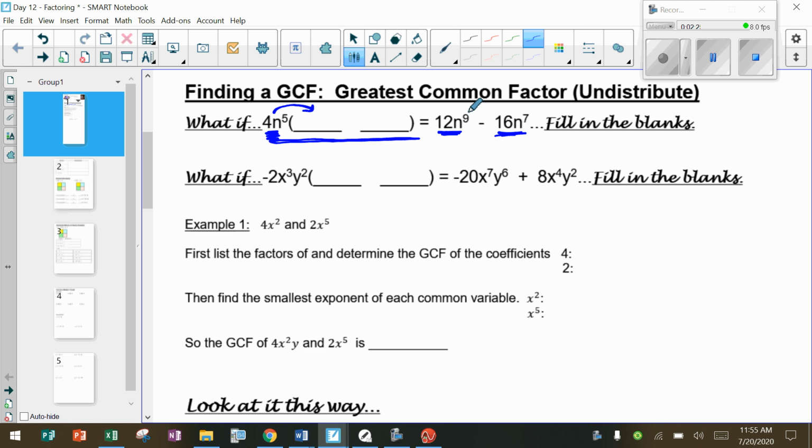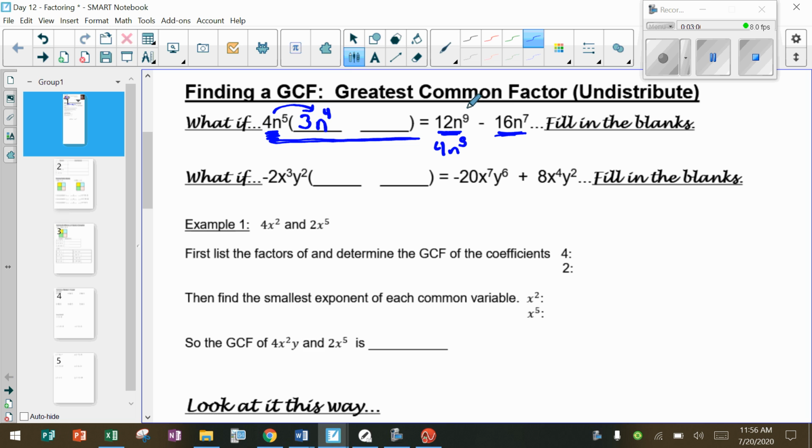Well, in order to figure that piece out, I can take the 4n to the fifth and divide it into the 12n to the ninth. So 12 divided by 4 means I need a 3 here. That way 4 times 3 makes the 12. And subtracting the exponents on the variable, 9 minus 5, means I need an n to the fourth in here. That way the n to the fifth times the n to the fourth gives us what we needed for an answer, n to the ninth.